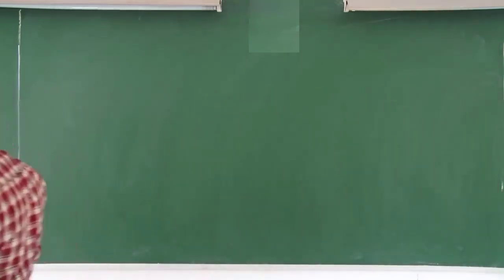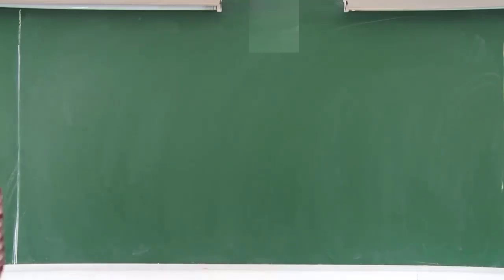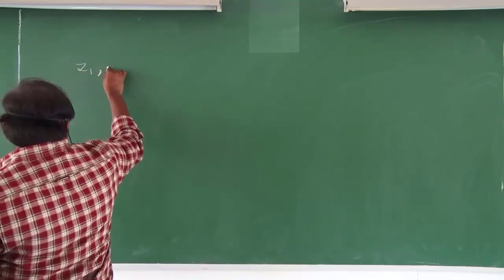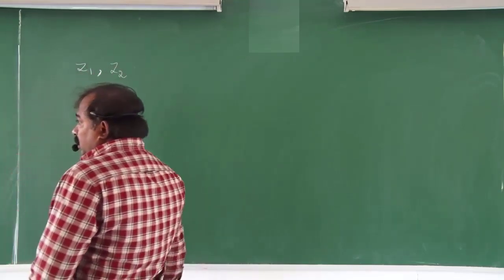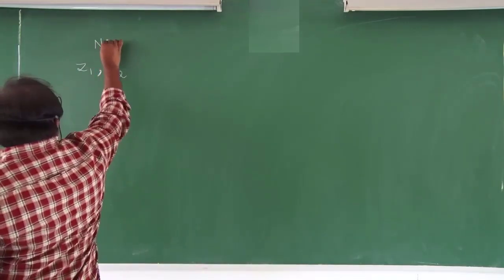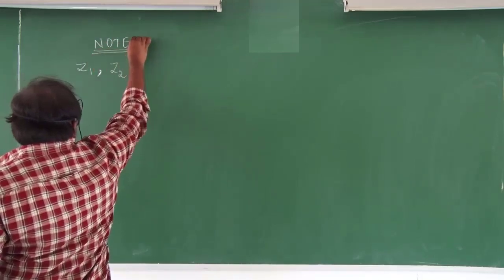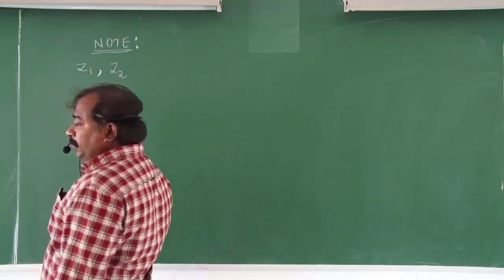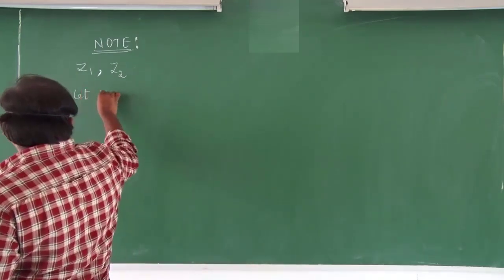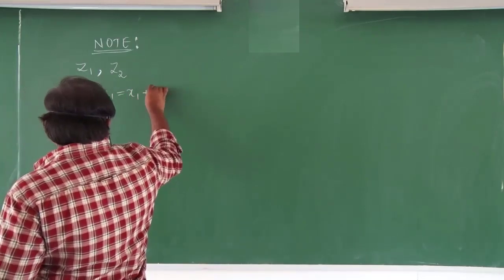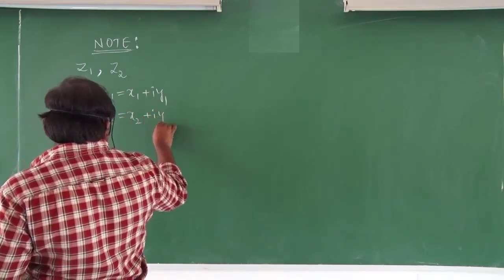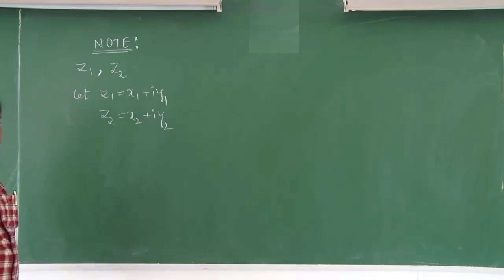Next, for example, z1 is one complex number, z2 is one more complex number. Okay. Listen to this point. z1 and z2 are two complex numbers. Let z1 be equal to x1 plus i y1, and z2 equal to x2 plus i y2. Let these be the values.